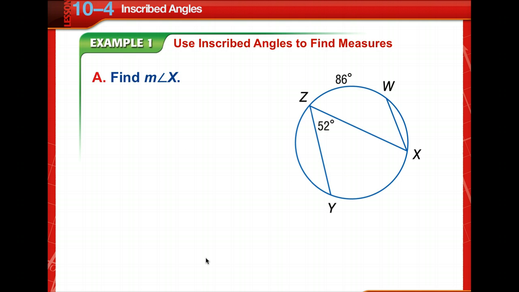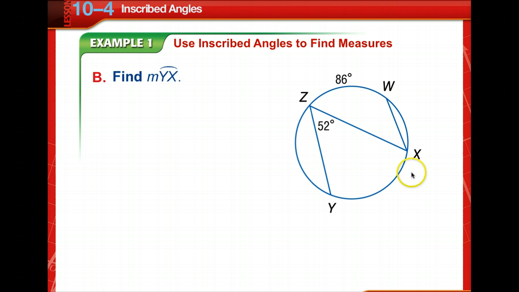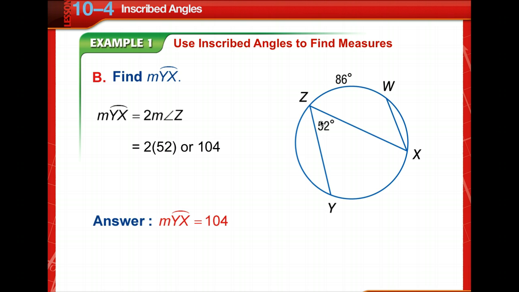So let's use inscribed angles to find measures. To find the measurement of angle X, we know that the inscribed angle is half of the measure of the intercepted arc. So half of 86 would be 43. So the measurement of angle X is 43. Let's find the measurement of the arc YX. Again, we know that the inscribed angle is half of the measure of the intercepted arc. So 2 times the measurement of that angle would give us 104 as a measurement of the arc.